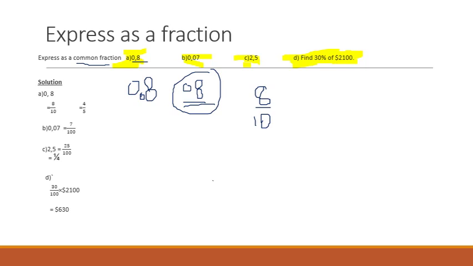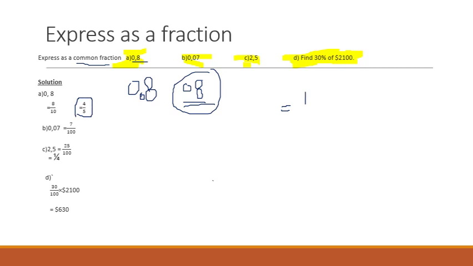So when you do like this, you now need to reduce this to its lowest term. We find a number that we can divide into 8 and into 10 that does not leave a remainder. In our case, it's 2. 2 into 8, it's 4. Then 2 into 10, it's 5. That is why our answer here is 4 over 5.